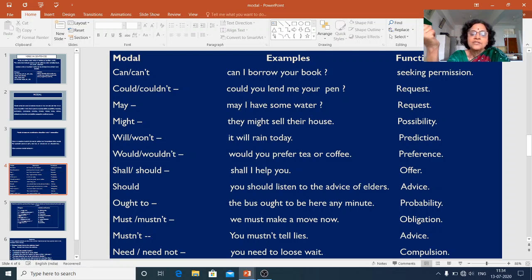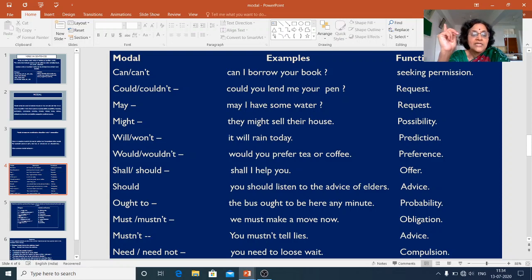Ought to. The bus ought to be here any minute. It's a probability. Then must. We must make a move now. It's an obligation. Let's move on, we are disturbing him. He has to study. Sort of an obligation. Mustn't. You mustn't tell lies.